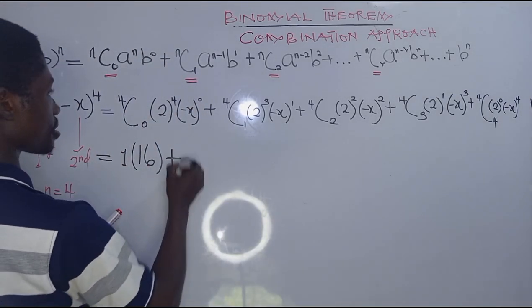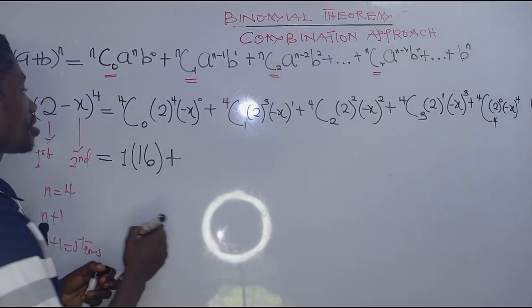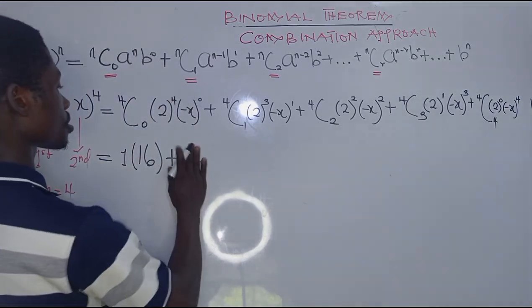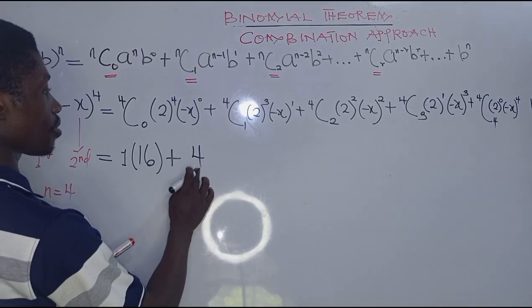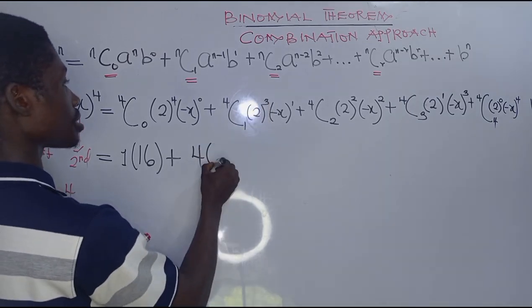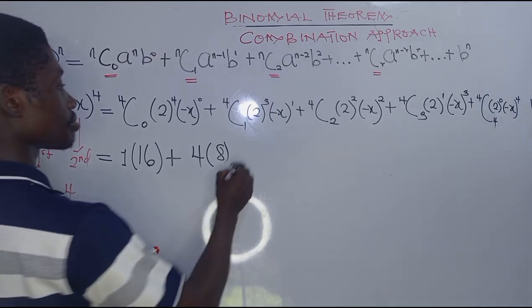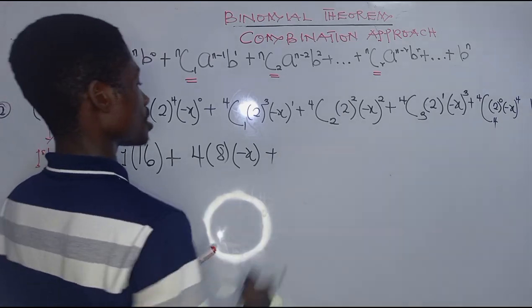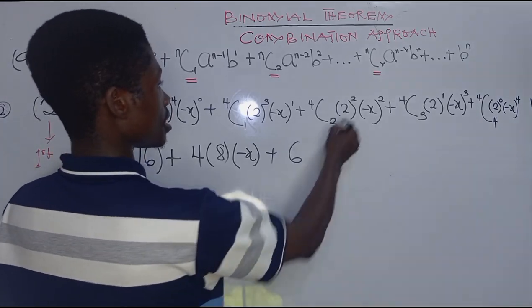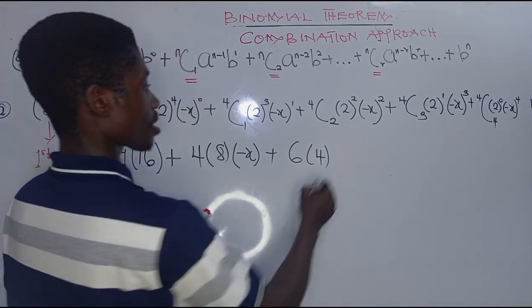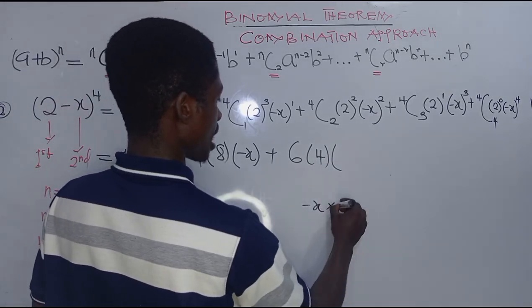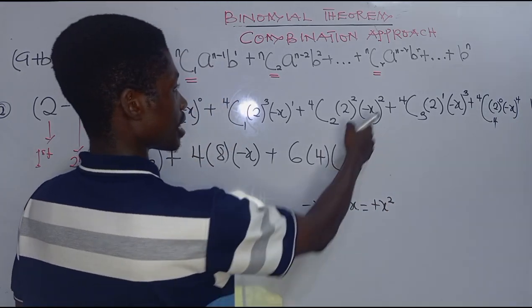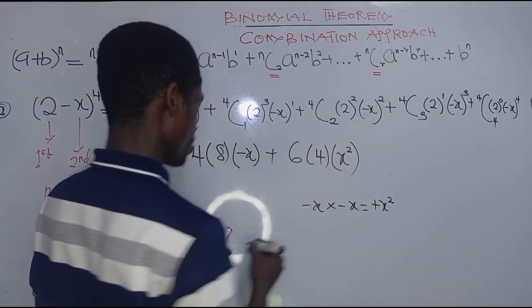So we have our plus 4 combination 1, which will give you 4. And then 2 raised to the power 3 will give you what? It will give you 8. And then we have minus x. 4 combination 2 will give you 6. And then this will give you 4. And then we have minus x times minus x. Negative times negative will give you positive. It will give you x squared. So this is going to be what? Positive x squared. Remember that.